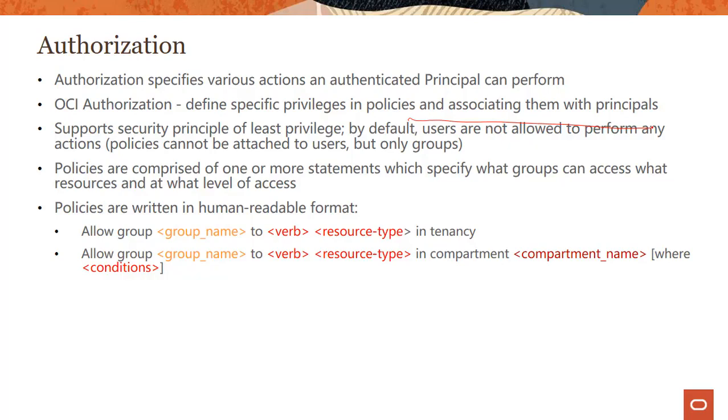So what do these policies look like? In the simplest manner, the simplest policies would be written around something like this. So you allow a group. As we said, the policies operate at the group level. It's not at the user level. You provide the group name here, and then you provide a verb, and we'll talk about in the next module what this means.